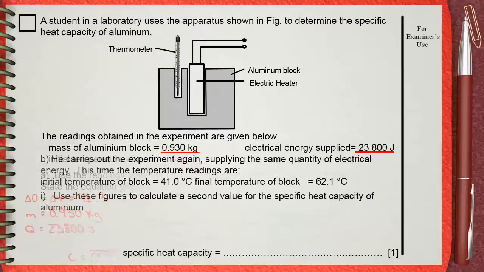Question B. He carries out the experiment again by supplying the same quantity of electric energy. This time the temperature readings are: initial temperature of the block is 41.0 degrees Celsius. Final temperature of the block is 62.1 degrees Celsius. Use these figures to calculate a second value for the specific heat capacity of aluminium.